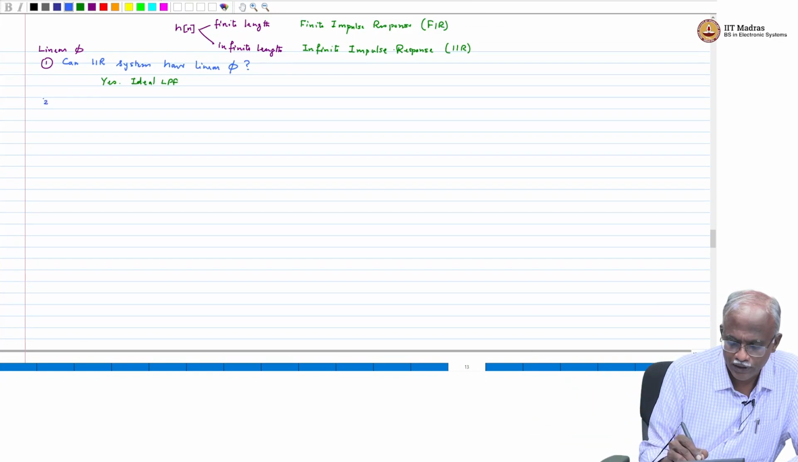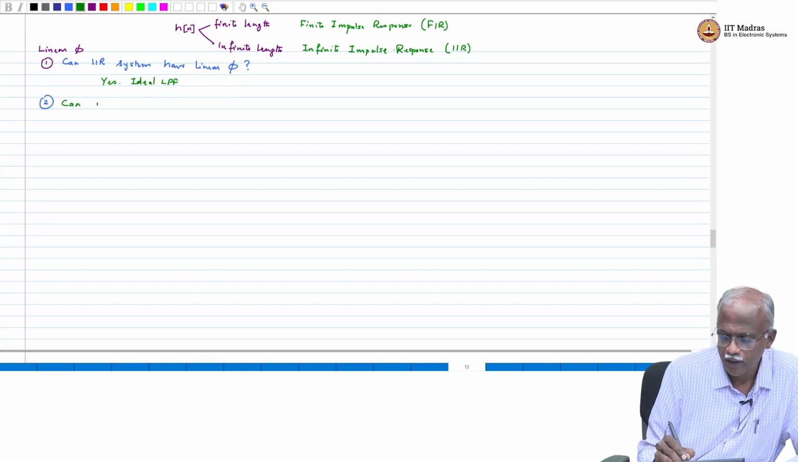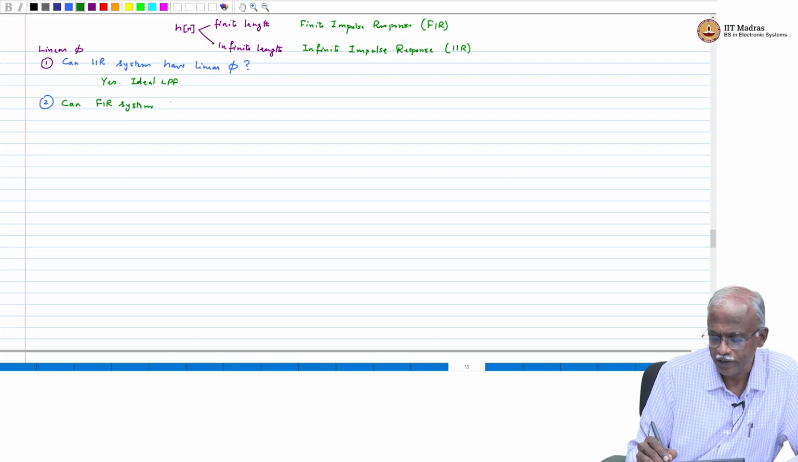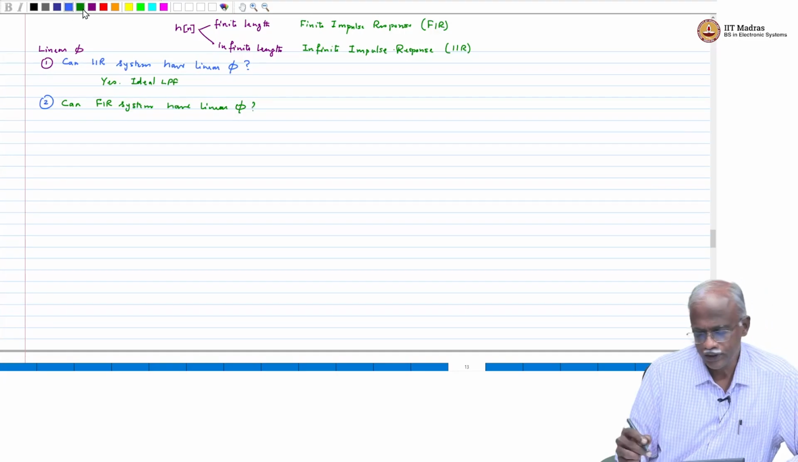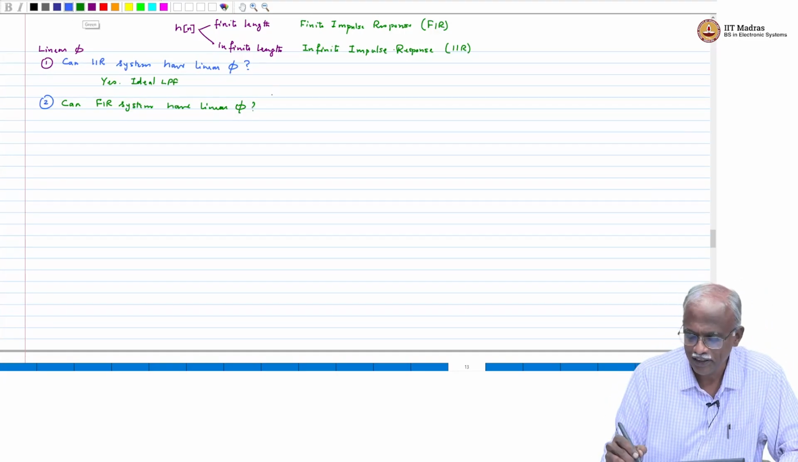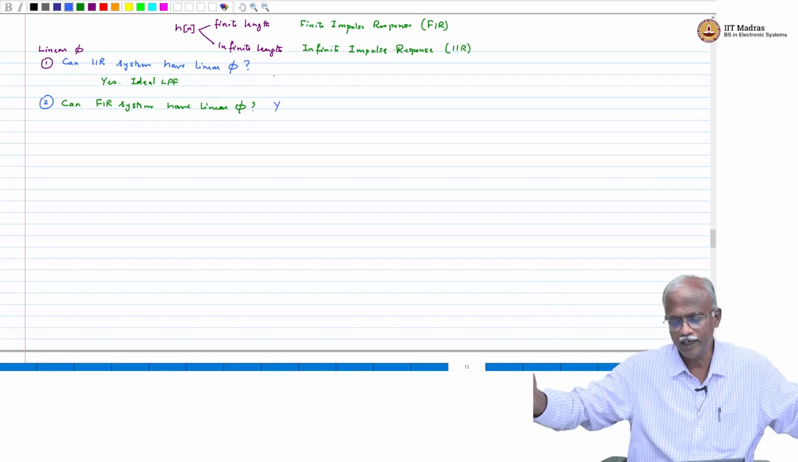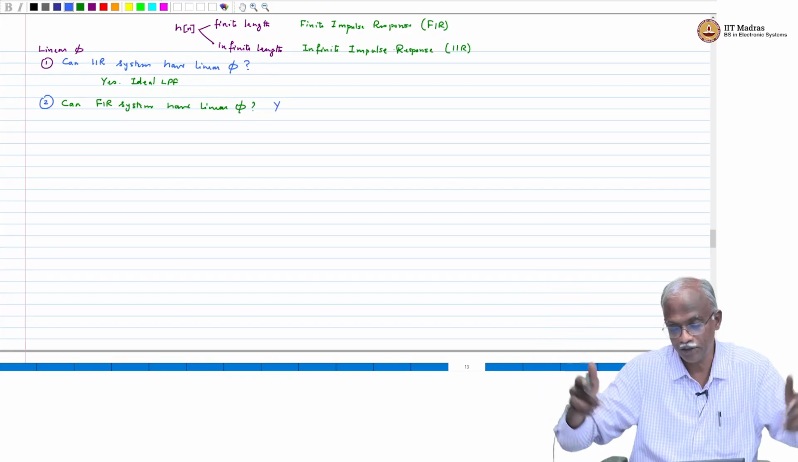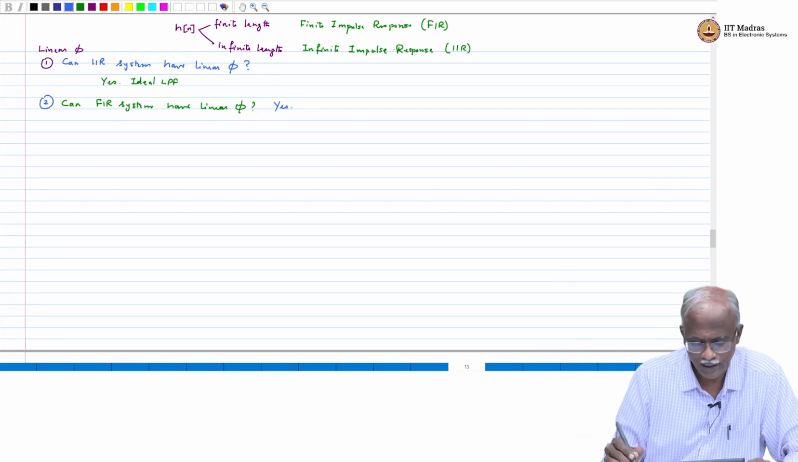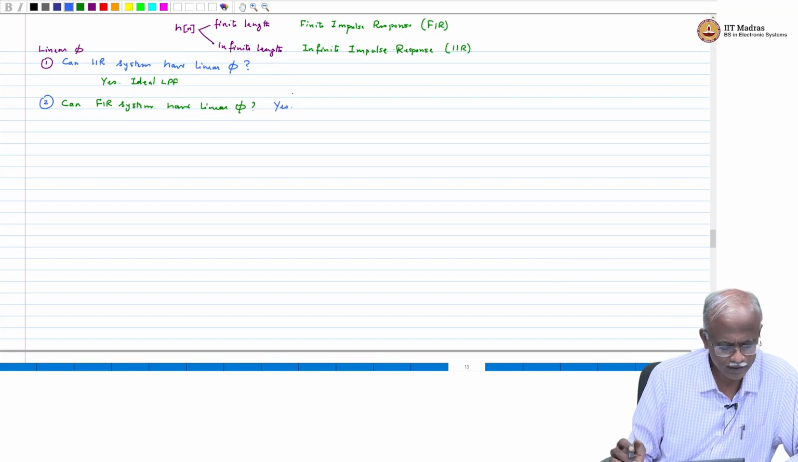So second question, can FIR systems, LTI system, have linear phase? Of course, this is sort of trivially answered. Yes, because when you truncate an IIR system, just like we did a truncation before, we can always satisfy it.